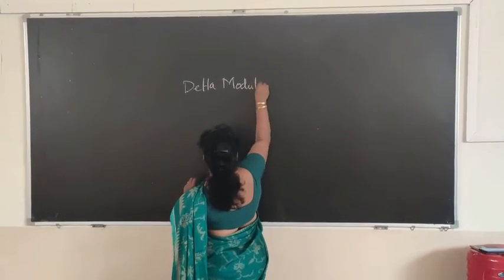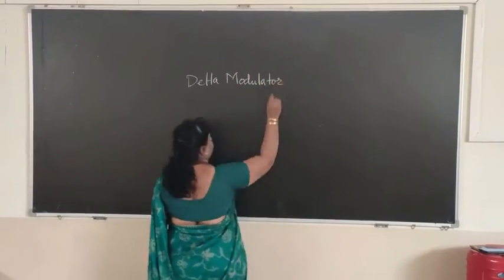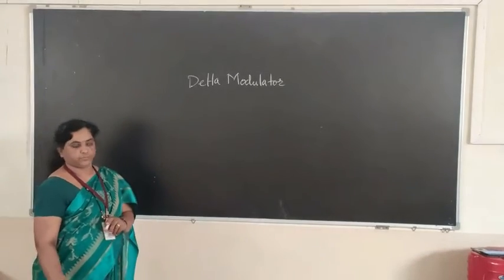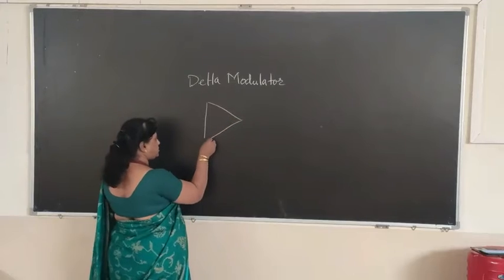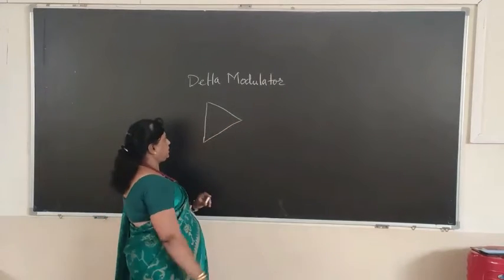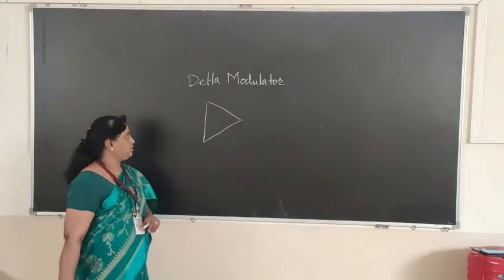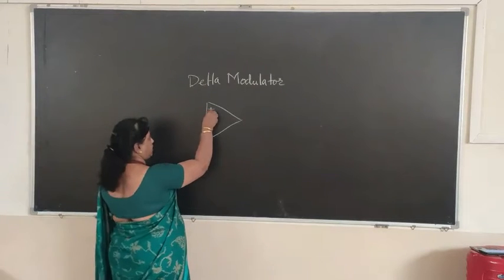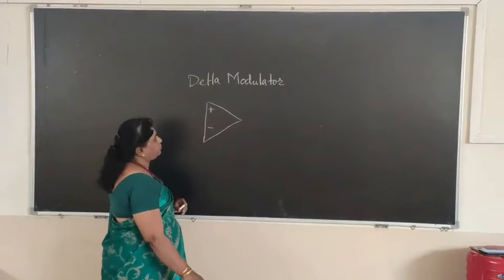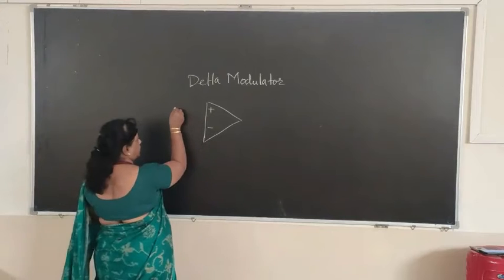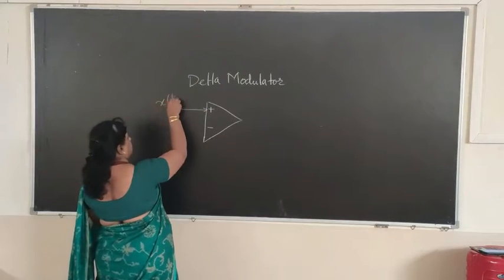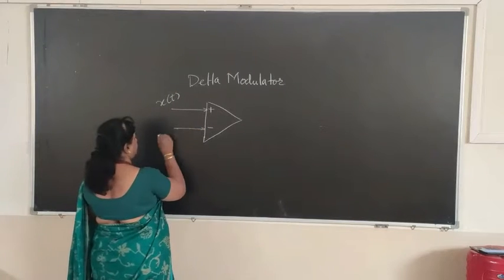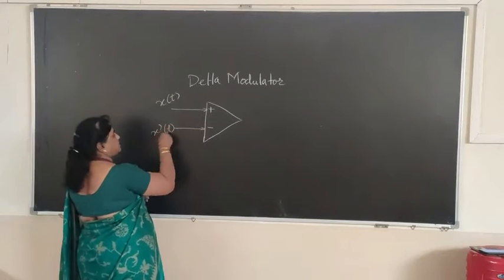And then we go to the conceptual, that is, the practical aspect of delta modulator, right? So a delta modulator is nothing but a prediction modulator which is implemented using an op-amp circuit. We have the inverting terminal and the non-inverting terminal of the op-amp. To the inverting terminal of the op-amp, we connect an x(t) signal, and to the non-inverting terminal, we connect the predicted signal, that is x'(t).